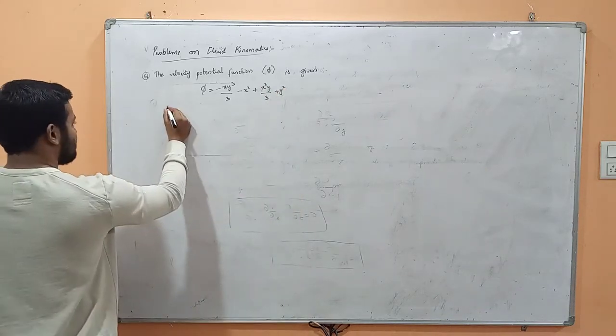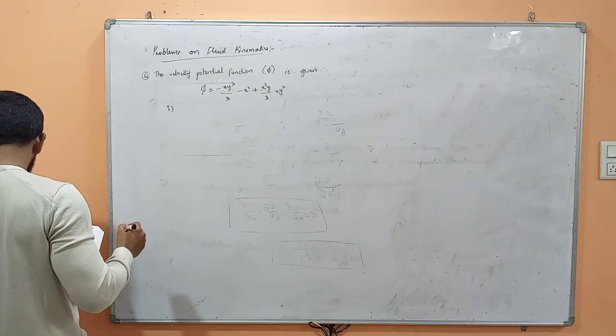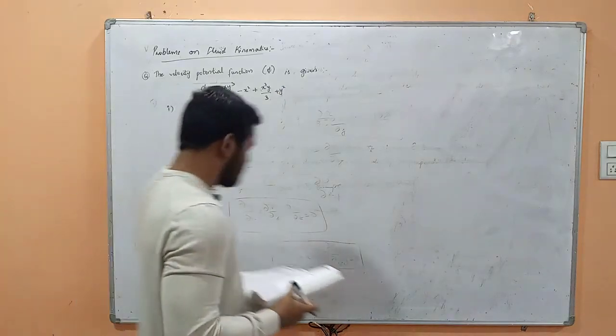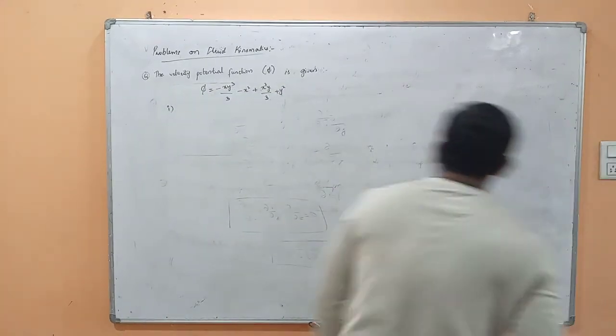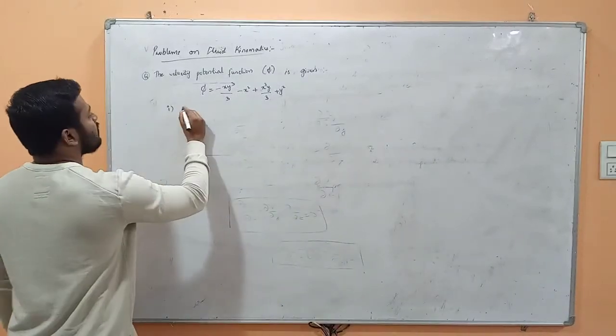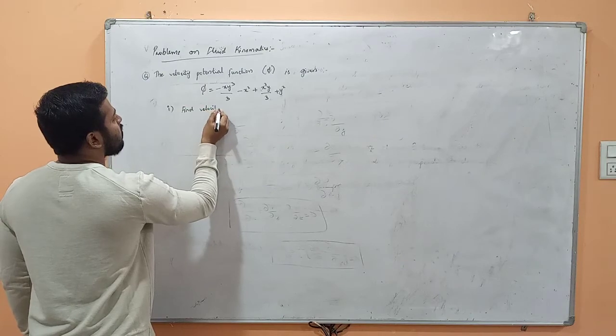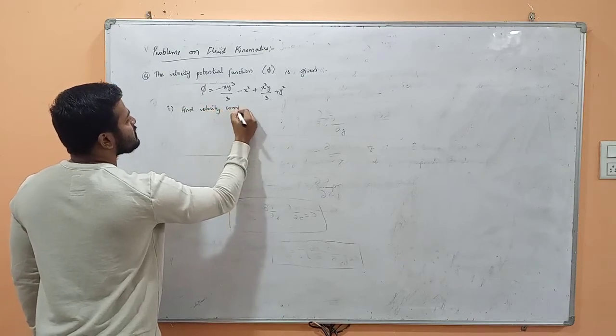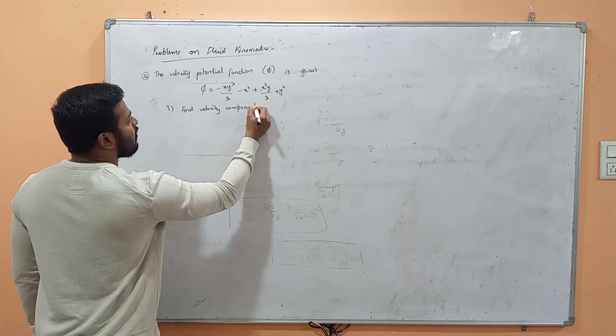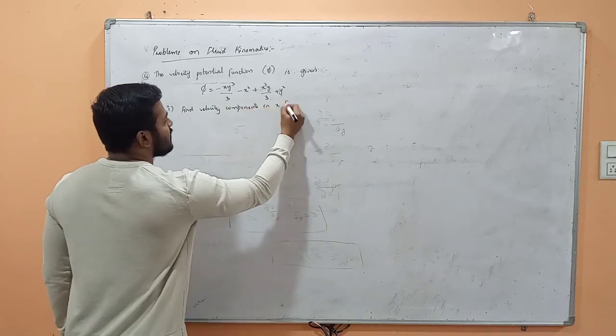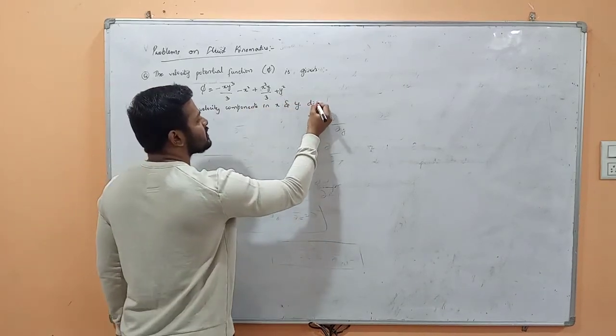You have two bits. In the first bit you have to find velocity components in x and y direction, and in the second bit show that phi is a possible case of flow. Find velocity components in x and y directions.